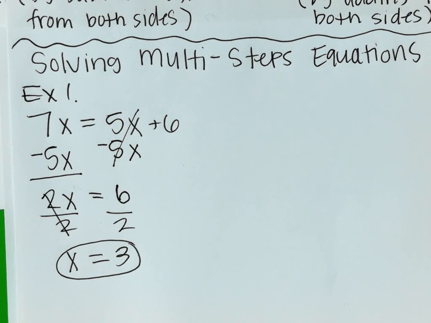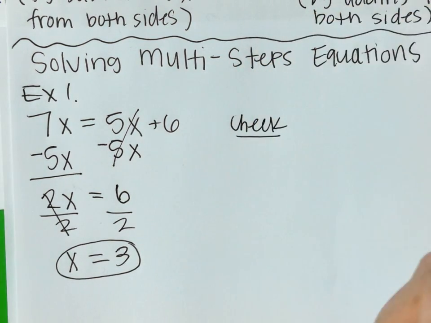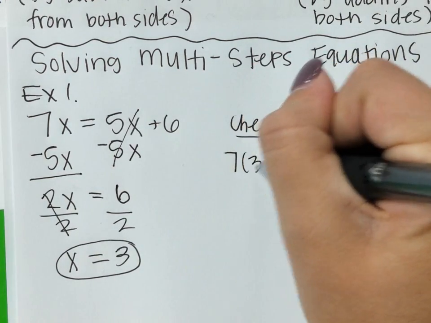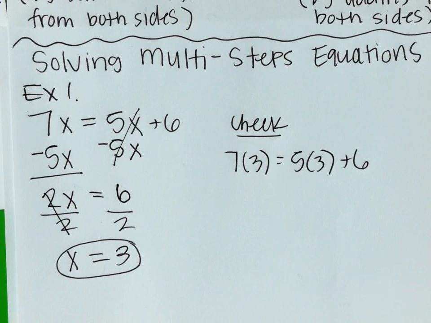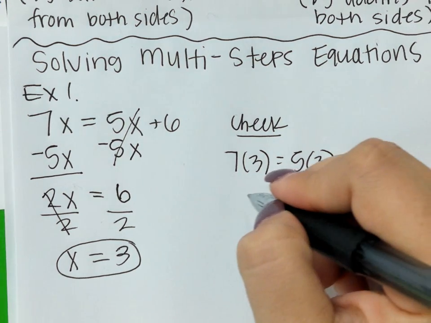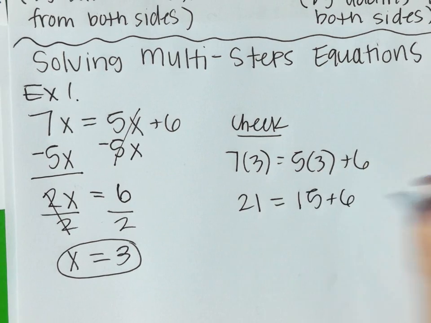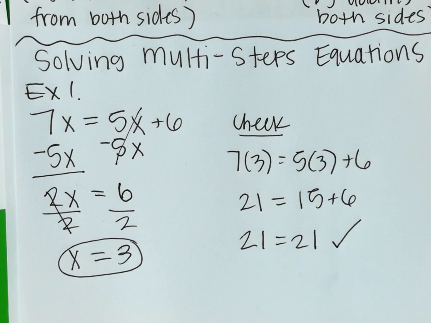Questions? Let's check it to see if I'm right. So I'm checking it. I'm plugging in 3 for x. So that means I have 7 times 3 equals 5 times 3 plus 6. Guys, we should all be writing this down. What's 7 times 3? What's 5 times 3? So I have 21 equals 21. So that means my answer of x equals 3 is correct.